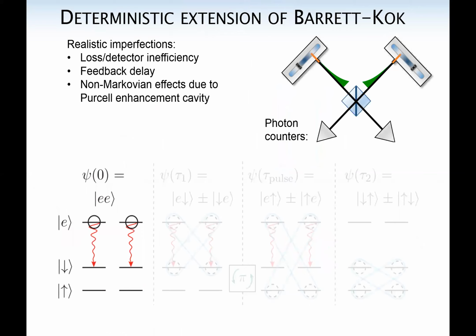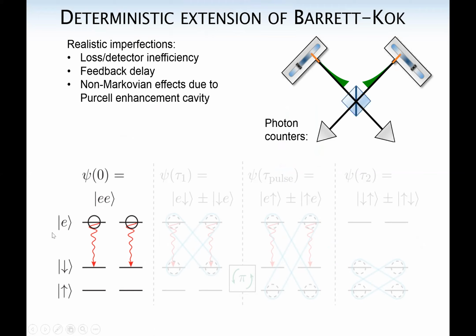So how do we get around this? The fundamental advantage I'm going to show you here is essentially a deterministic version of the protocol that I showed you on the previous slide. And it's going to let you, even in the presence of loss, double the success rate of the standard Barrett-Kok protocol.